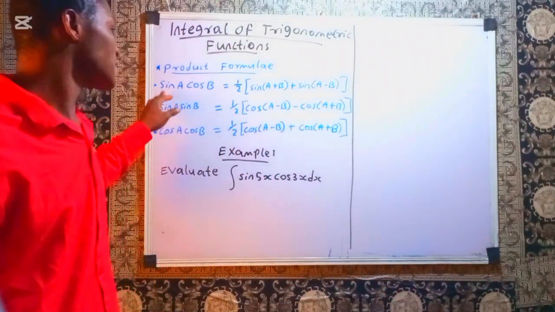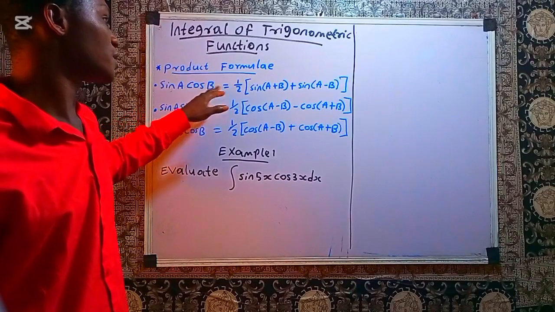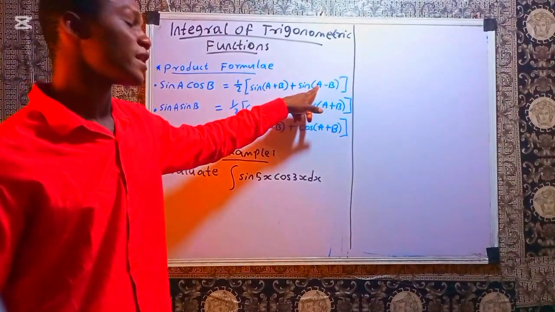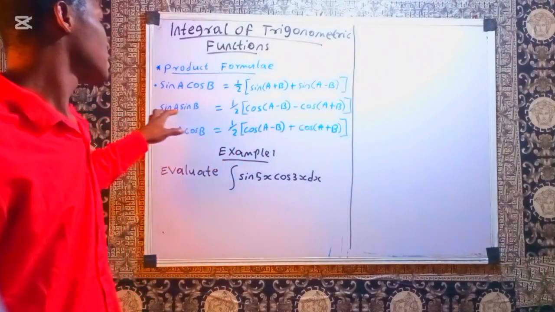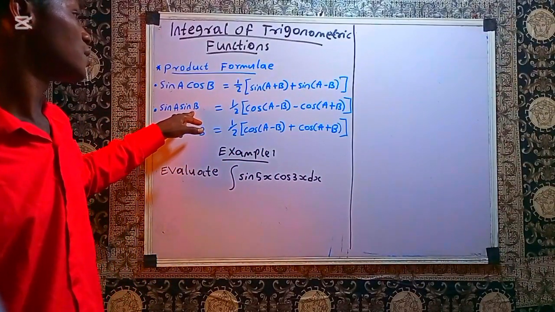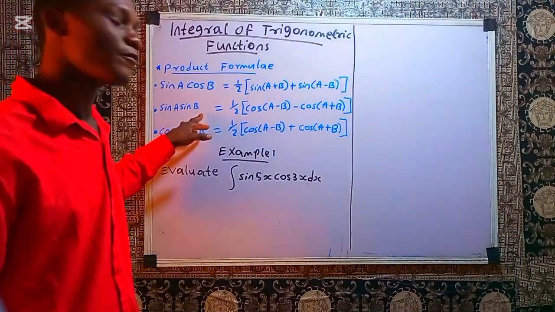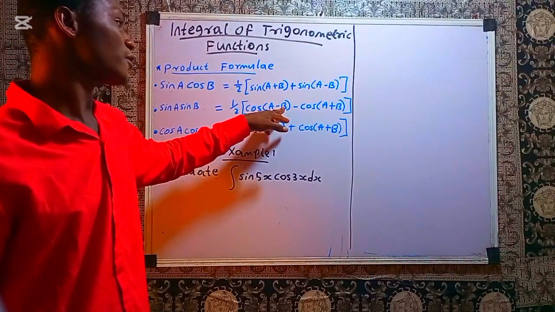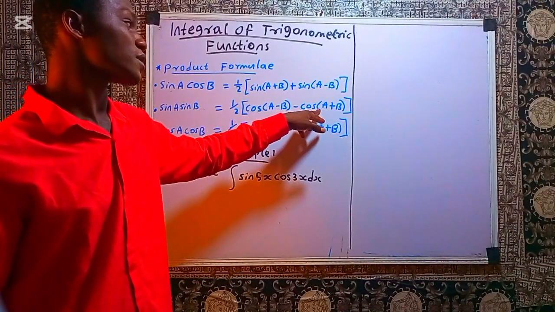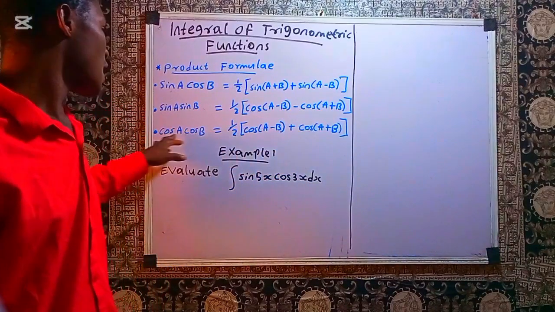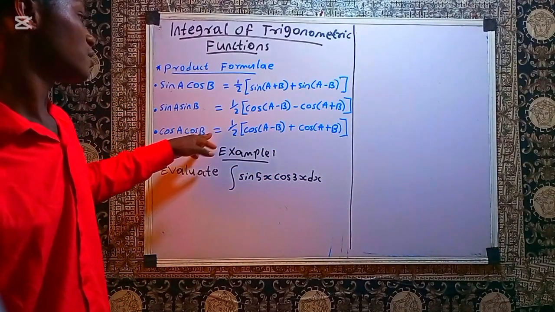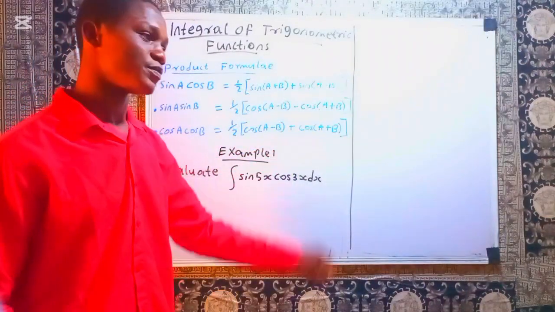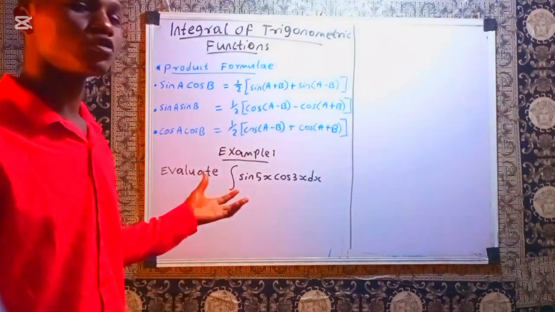If you have the product of sine and cosine, sine A cos B is half of sine A plus B plus sine A minus B. Then sine A sine B, product of two sine functions, is half of cos A minus B minus cos A plus B, and then cos A cos B is half of cos A minus B plus cos A plus B. So we are going to use this formula.